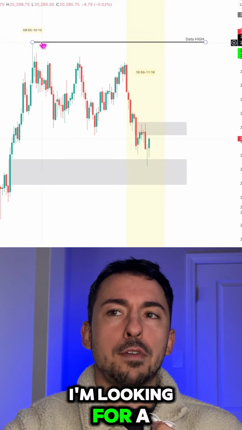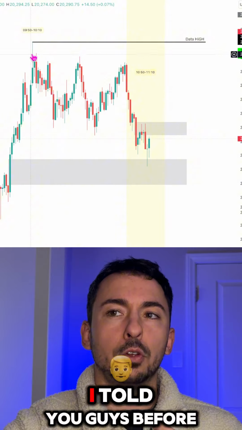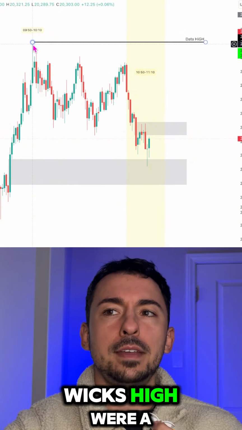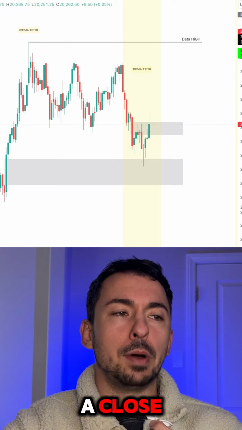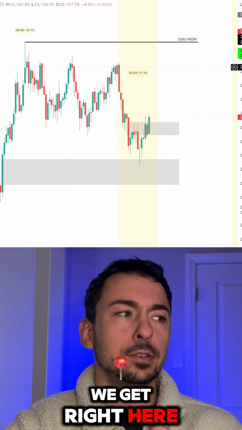And number three, I'm looking for a very obvious level of liquidity. In this case, as I've told you guys before, it was this data candle wick's high where a lot of shorts' stops are resting. So to enter the trade, we're basically looking for a close above the fair value gap, which in this case we get right here. So your entry would be right here.